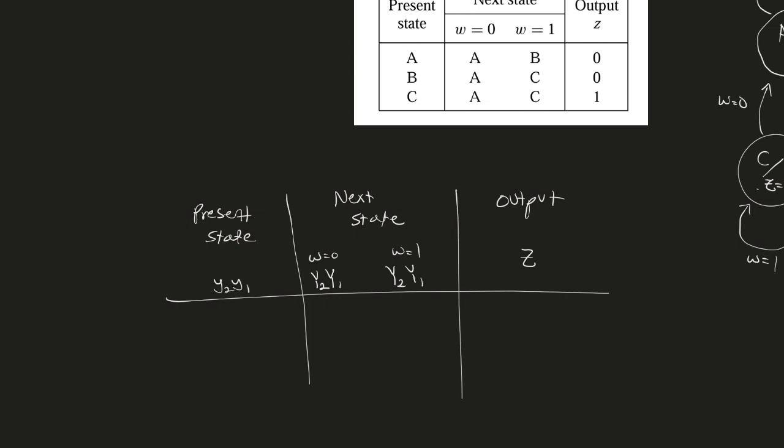So A will be represented by 2 zeros. B will be represented by 0, 1. C will be represented by 1, 0. Okay, so when W is 0, it's all 0, 0, 0, 0 because 0, 0 is A. Okay, so this one it's going to be B, so it's going to be 0, 1, and the last two are supposed to be C, so it'll be 1, 0. And then output is just how it was originally.